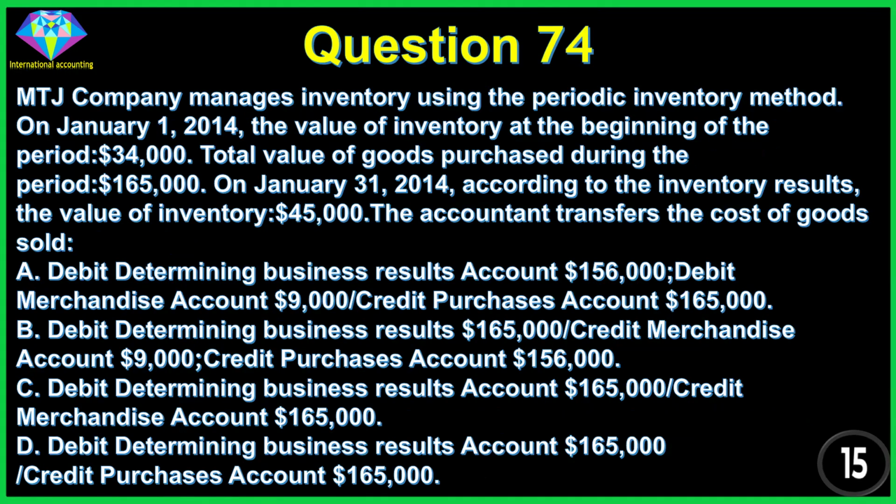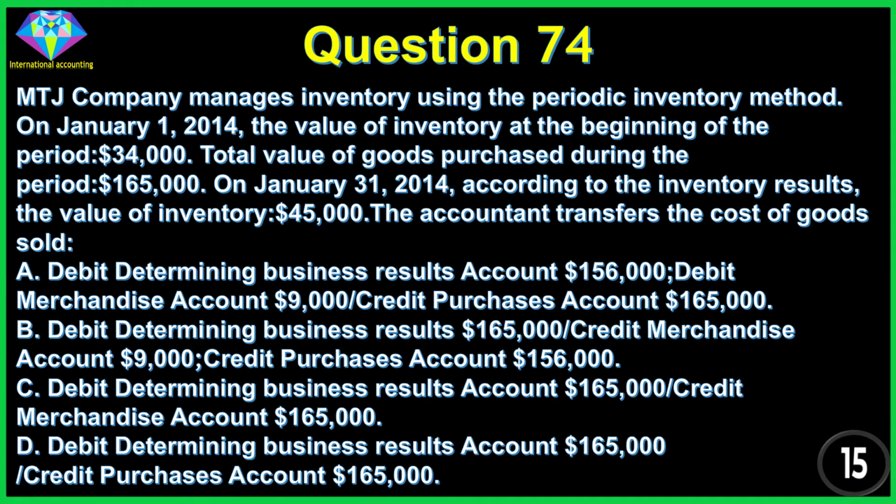MTJ Company manages inventory using the periodic inventory method. On January 1, 2014, the value of inventory at the beginning of the period was $34,000. Total value of goods purchased during the period was $165,000. On January 31, 2014, according to the inventory results, the value of inventory was $45,000. The accountant transfers the cost of goods sold.